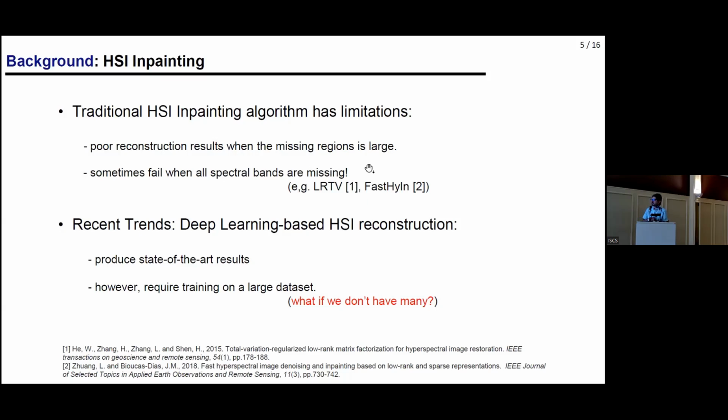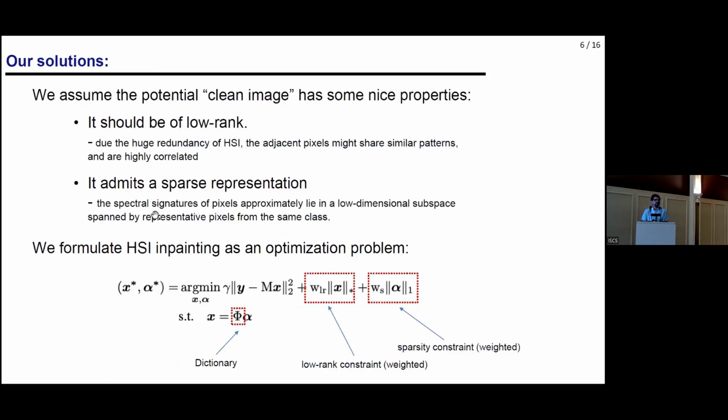So recently, like many other applications, deep learning has been applied to this particular problem as well. And they produce state-of-the-art results, not surprising. But the point is that we are dealing with a very large size problem. And this means that we need even bigger training data sets to be able to reliably train. Can we get away from this training step?